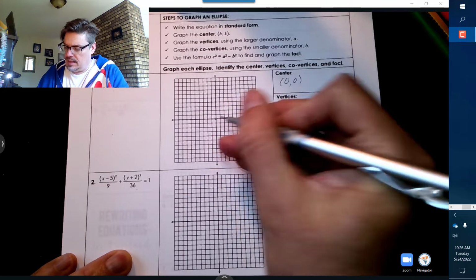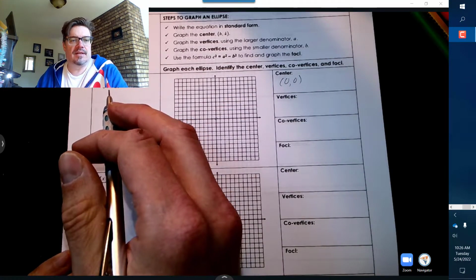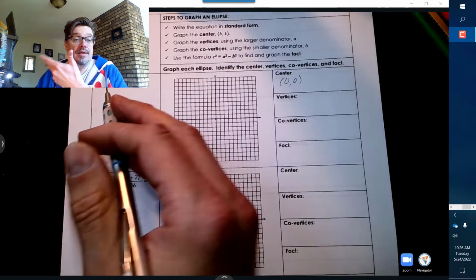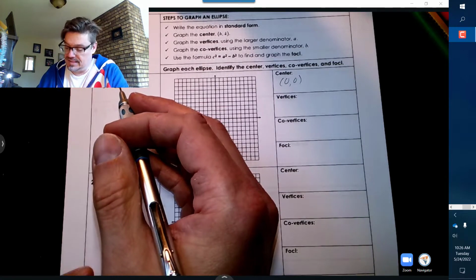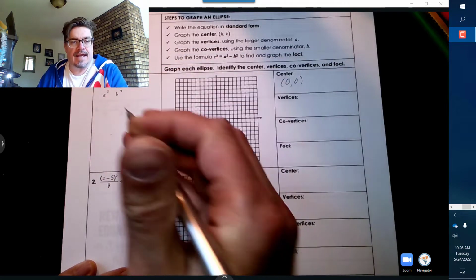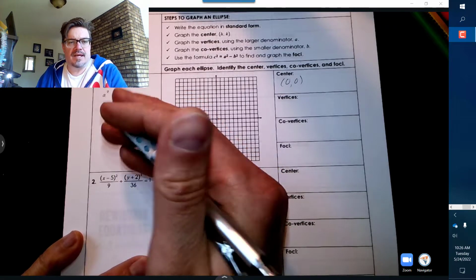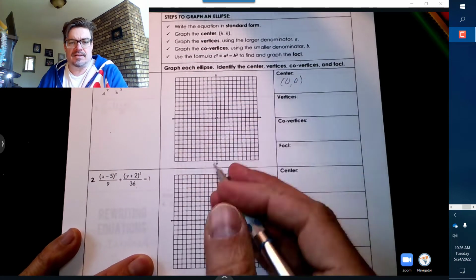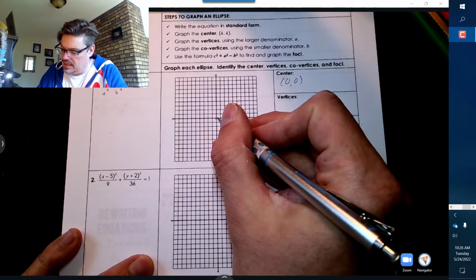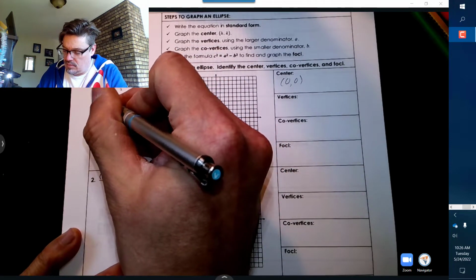Okay. Now you'll notice that the a squared is bigger than the b squared. So this is actually our a squared, and that's our b squared. And a is actually 8. So what this means is that from the center, we're going to move 8 units. Okay, 8 units. So a squared equals 64.